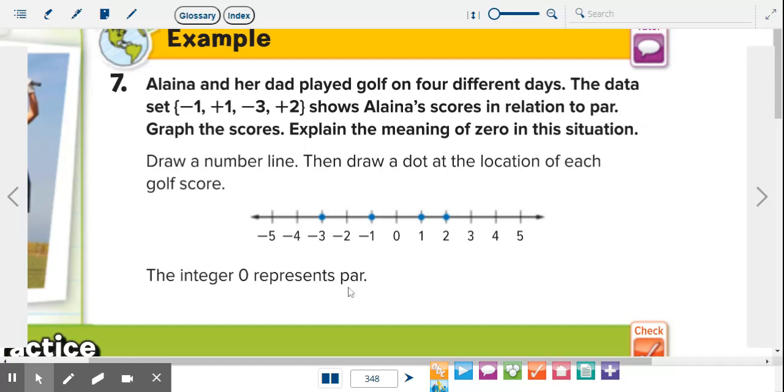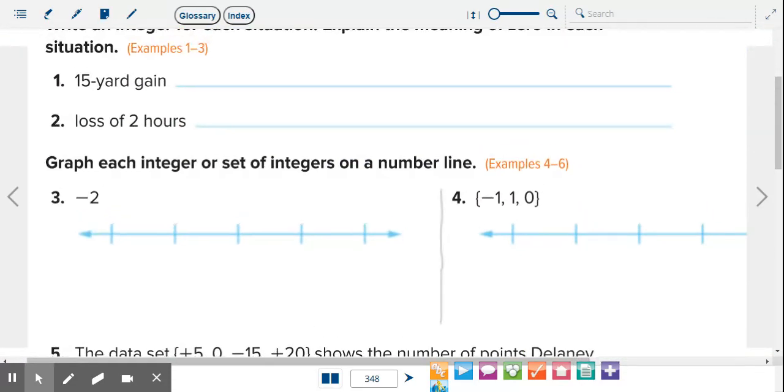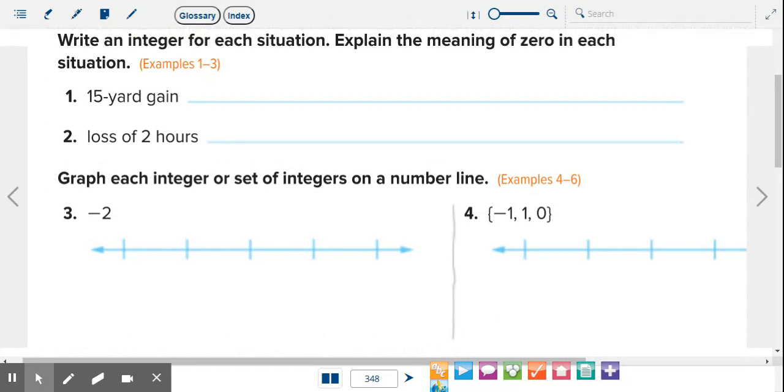Okay, so what you're going to do now is I want you guys to do 1, 2, 3, and 4 on your own. 1, 2, 3, and 4 down at the bottom of page 348. So you're applying all of this to one situation.